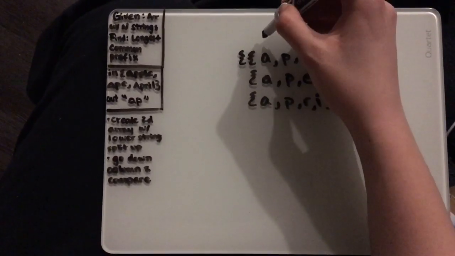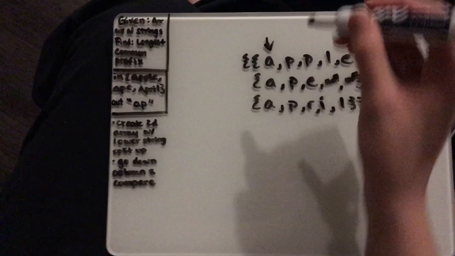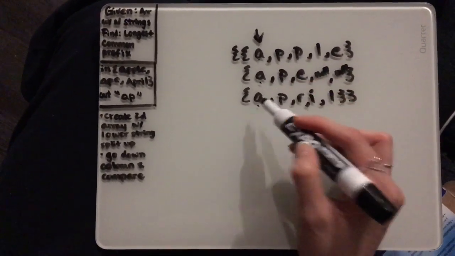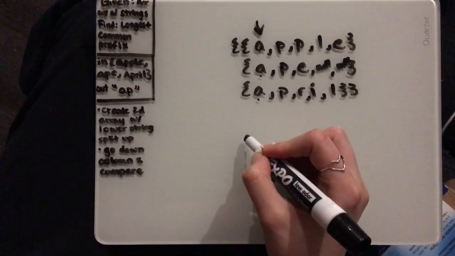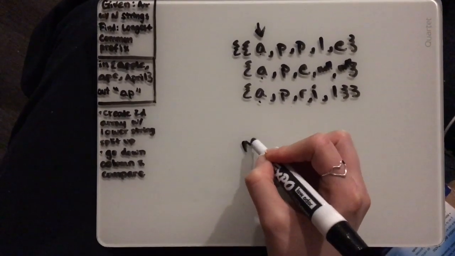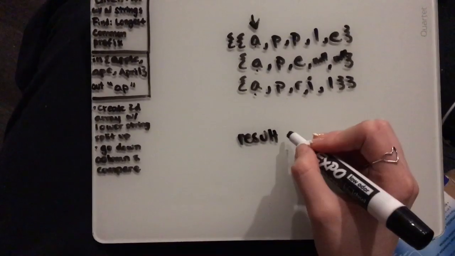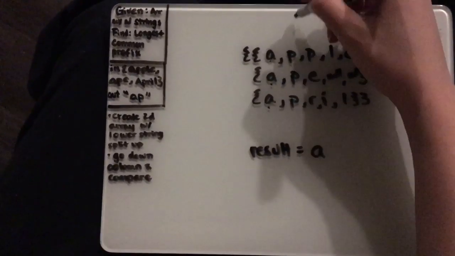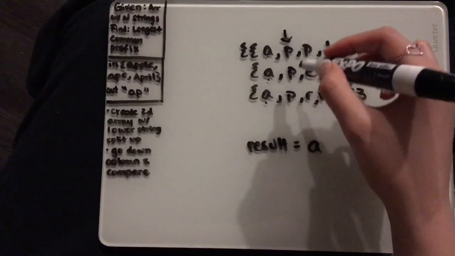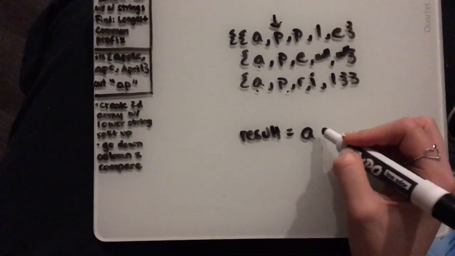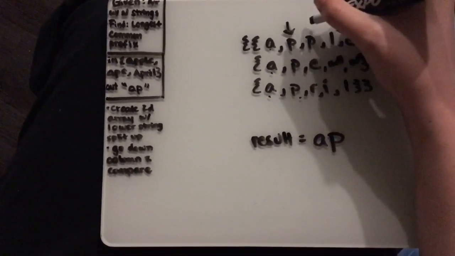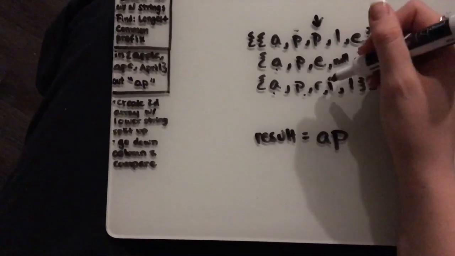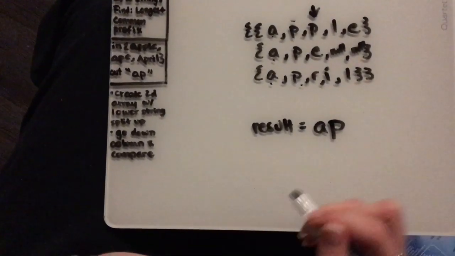So we would go down and say A, yes. So then we would add this to our string. Let's call it result equals A. Now we go to P, P, P, P. We get to the end, add P. Now we come here and compare P with E. Nope, so we end and return the result.